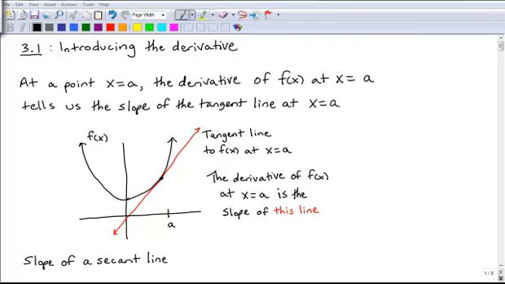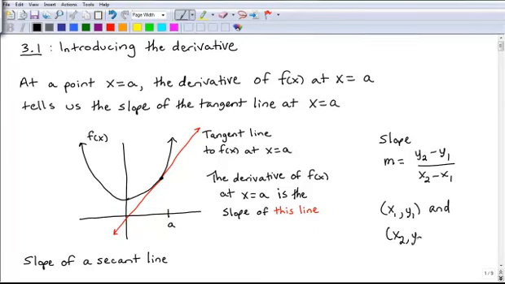Now the reason why is because when I'm looking to find the slope of a line, the slope is rise over run. And the rise is your y values. And the run is given by your x values. But notice I need 2 points to find the slope. I need the first point, x1, y1, and the second point, x2, y2. The reason it's tough to find the slope of the tangent line is because there's only one point we have on the tangent line, and that's x equals a. So we only have x1. We don't have x2. So we look at secant lines.